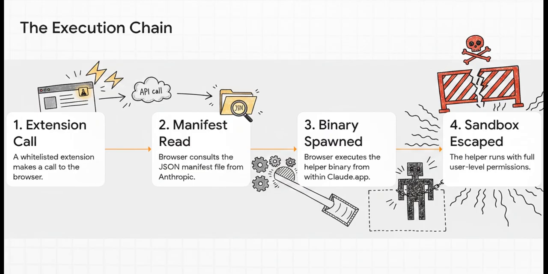And the way this all goes down is just dangerously simple. A whitelisted browser extension makes a single API call. Your browser checks its directory, it finds Anthropic's manifest file, and then, with zero user prompt, no dialog box, nothing, it executes that helper binary. And just like that, the sandbox is gone.